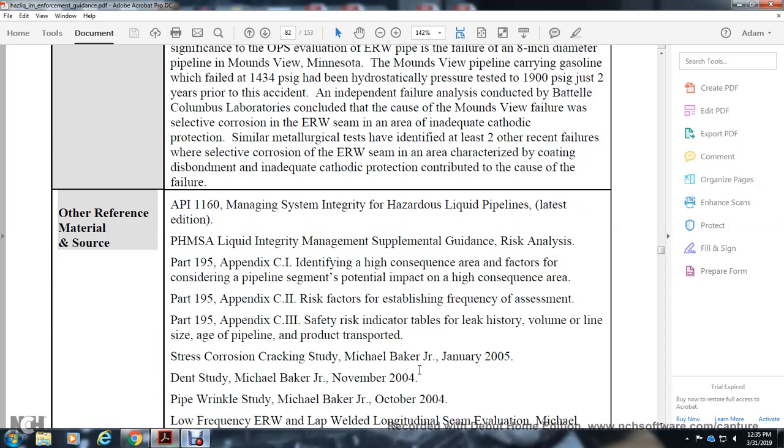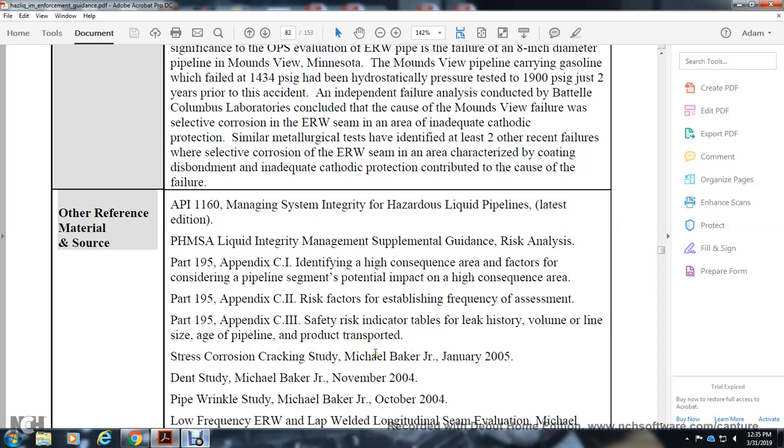References and other materials: API 1160, Managing System Integrity for Hazardous Liquid Pipelines. PHMSA Liquid Integrity Management supplement guideline, risk analysis. Part 195, Appendix C, identifying high consequence areas and risk factors with potential impact of pipelines. Part 195, Appendix C, risk factors, testing frequency of assessment, and safety risk indicator table of leak history, following line, pipeline product transport.